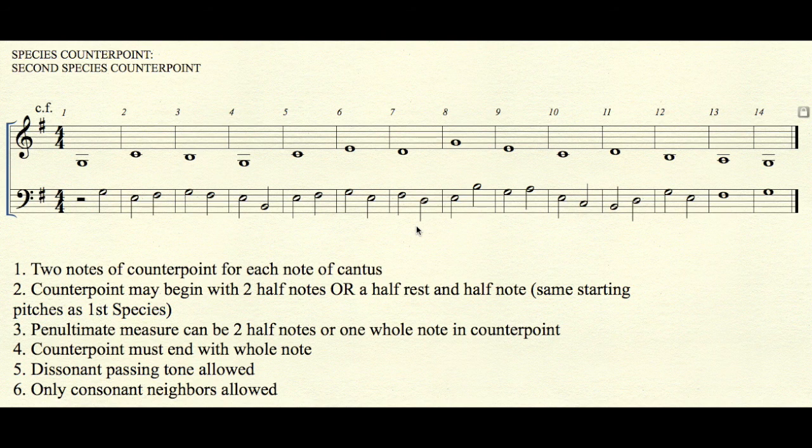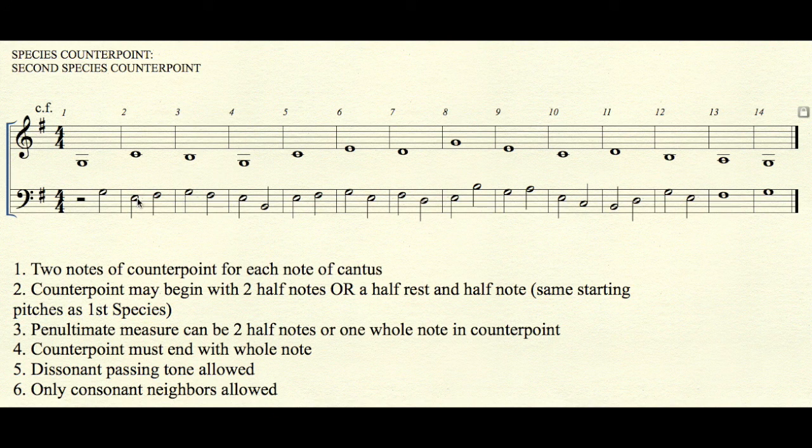Second species rule number 5. Dissonant passing tones are allowed, but only on the weak beat. In measure 3, we have a consonant third on the downbeat, followed by a dissonant fourth on the weak beat. This dissonant fourth is acceptable because it is a passing tone.